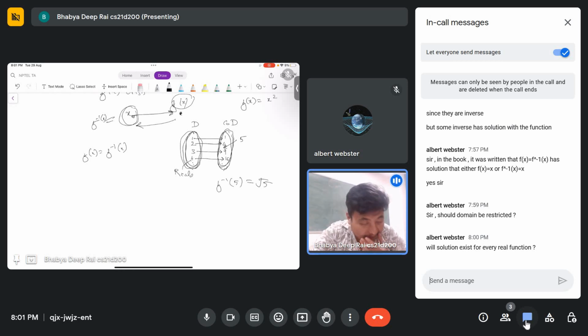Will a solution exist for every real function? Well, in this case it will exist, using a square root. Since we are doing a square, this side will always be positive, and the square root of a positive number will always be real. Unless this somehow becomes negative, then the square root of a negative number will not be real, it will be imaginary, then it will not exist. Will a solution exist for every real function? No, I don't think so.